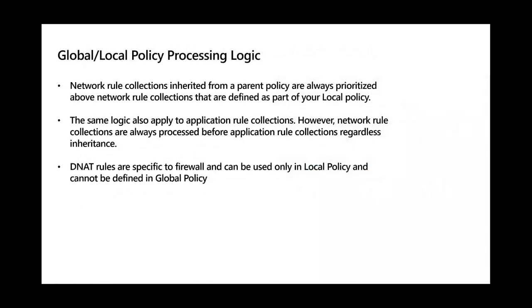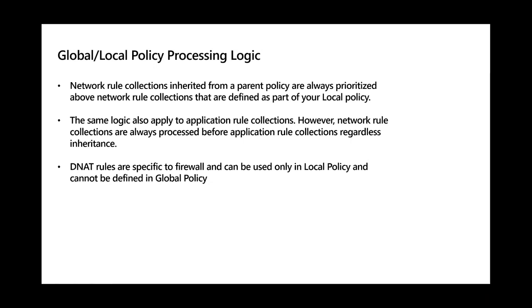Right, so how do global and local policies processing work? As I said in my previous webinar on Azure Firewall, DNAT rules are the very first which get processed. After that, network rules get processed, and then the application rules. Same concept here, but with a global policy, you cannot use DNAT. So in the global policy, you will have network rules or application rules.